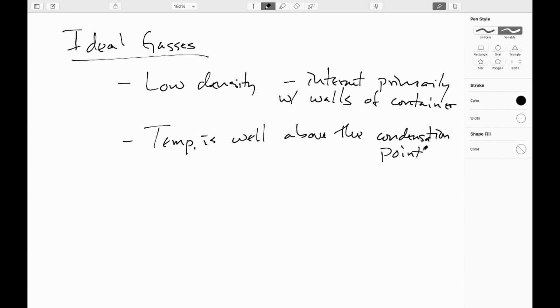In this case, if you condense, what will happen is 2 atoms will relatively strongly interact with each other, and then they start moving as one. And this has the effect of effectively removing a particle out of the collection. And since we want to keep the number of particles the same, that's why we need the temperature well above condensation.